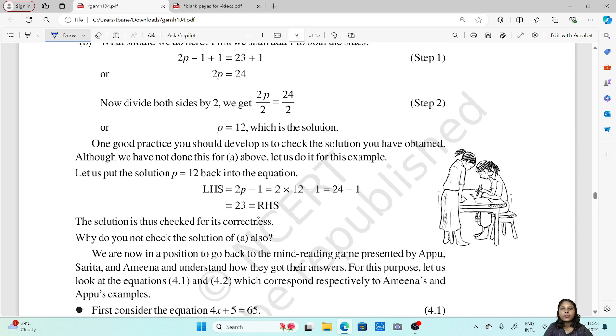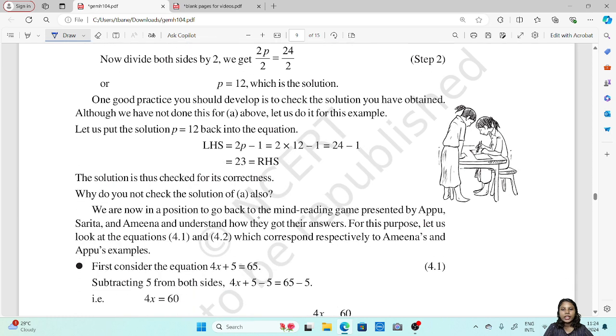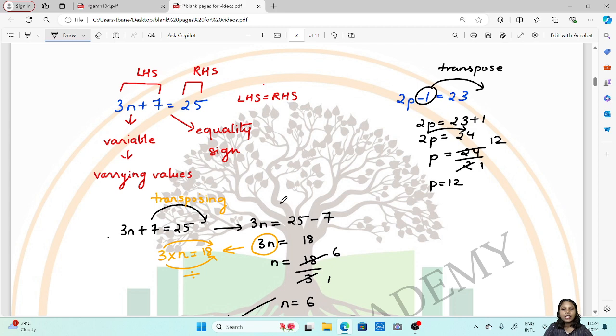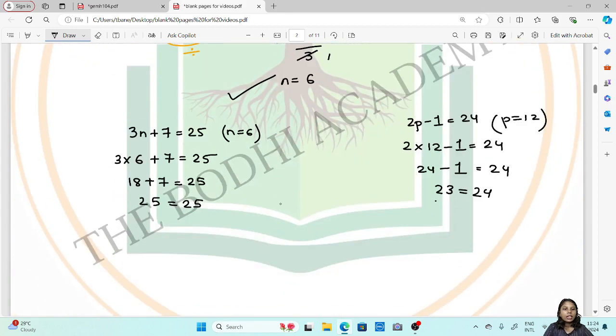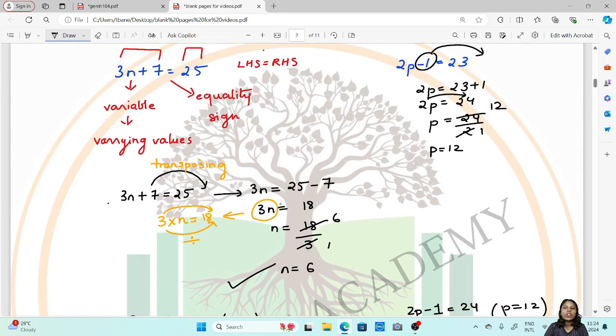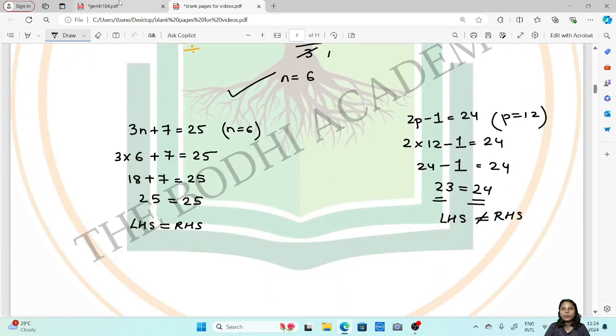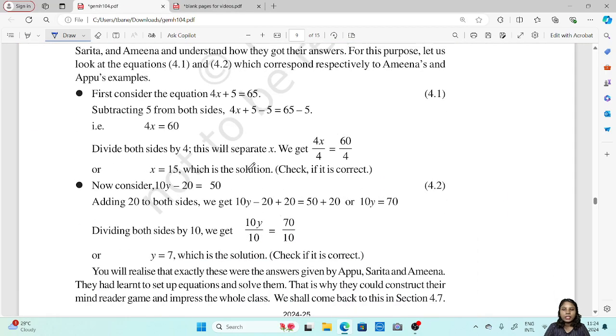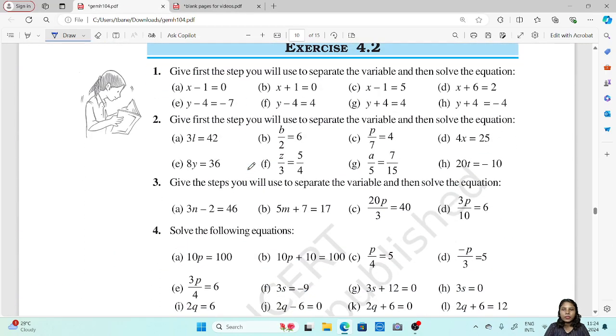So now see here. This we have done and we got our RHS is 23. So what does it mean here? That our LHS is not equal to our RHS, because LHS is 23 and RHS is 24. Here our LHS is equal to RHS. So like this we have to solve these equations. Now let's go ahead and take a few more examples.